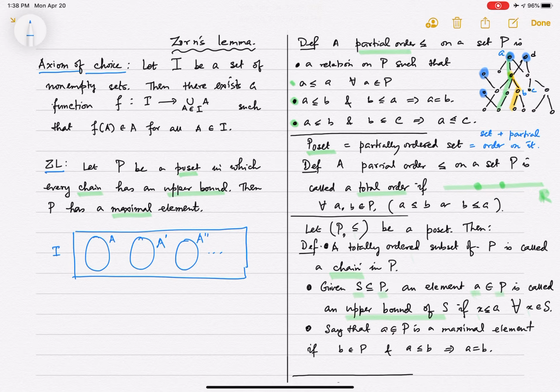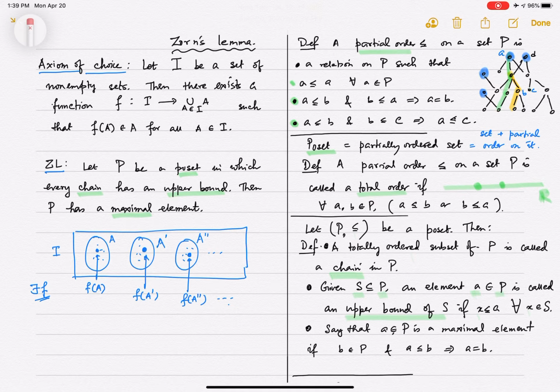Now what it's saying is that I can construct a function from I, meaning from this list, to the union of all these sets, meaning all these dots, so that f of A is in this box. So I can choose, that's why this is called a choice function. I can choose an element of A. I can choose an element of A prime. I can choose an element of A double prime, etc. So there exists such a function.